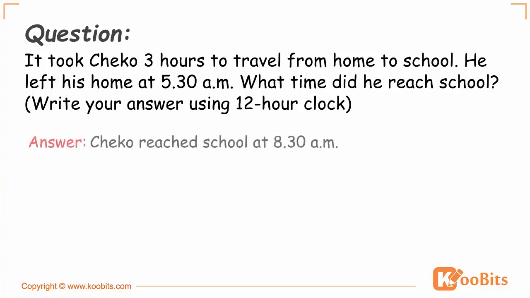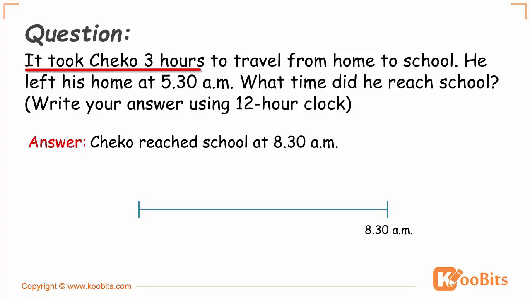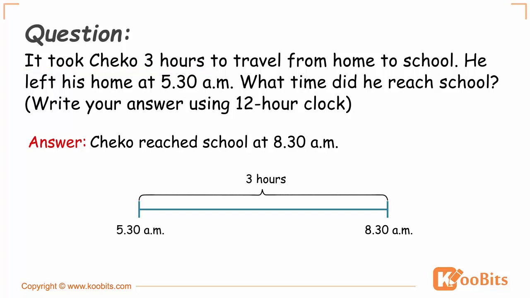From our answer, we know that Chico reached school at 8:30 a.m. We know that he traveled 3 hours. 3 hours before 8:30 a.m. is 5:30 a.m. This is the time he left home. This is consistent with the time given in the question. Therefore, we know our answer is correct.